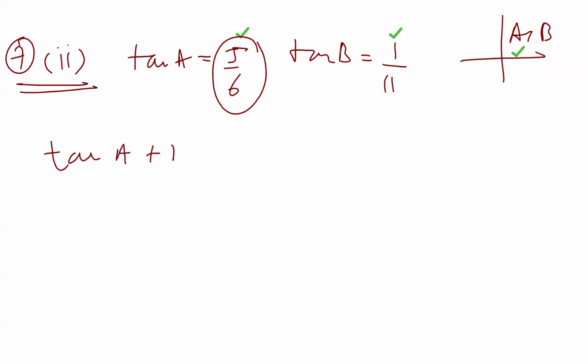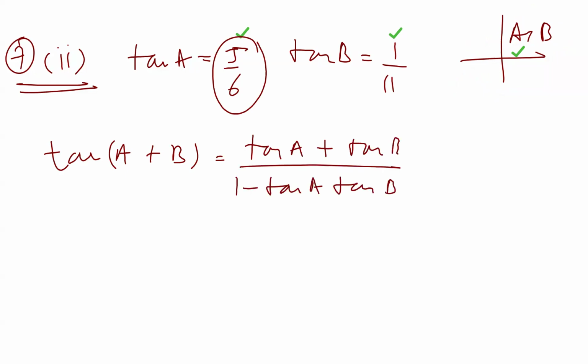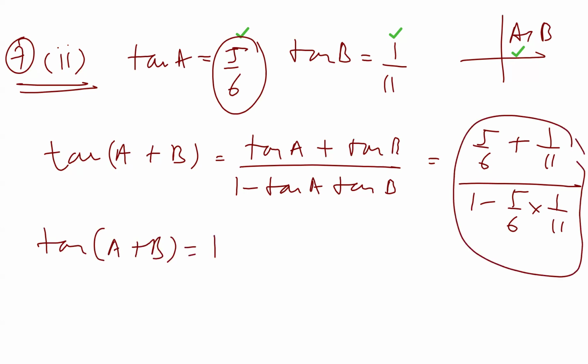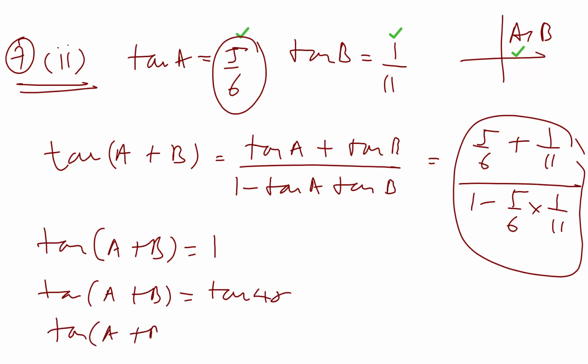So tan A plus B is tan A plus tan B over 1 minus tan A tan B: 5 by 6 plus 1 by 11 over 1 minus 5 by 6 into 1 by 11. If you solve this, taking LCM and all, you'll get 1. So tan A plus B is equal to tan 45. Tan 45 is 1. So therefore, A plus B is equal to 45 degrees.